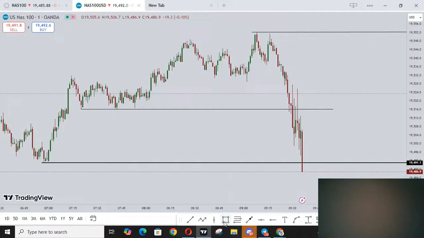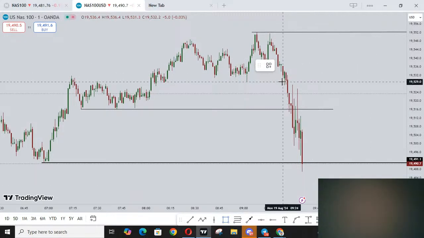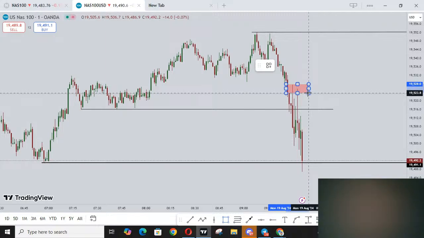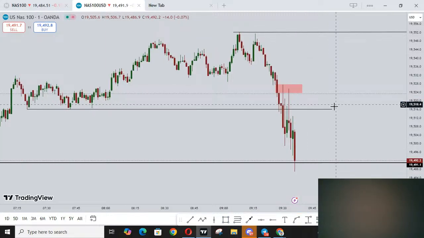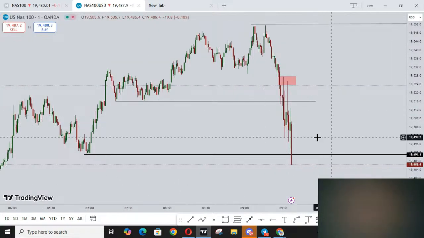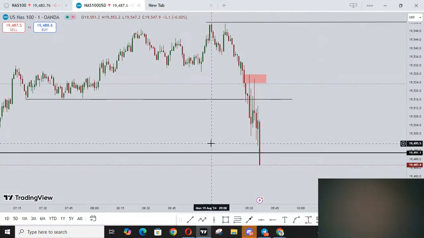So this fair value gap that we see here is really not our entry as per the model. If you are trading another model, definitely this might be your entry. But based on the model I'm trading, I'm still looking for the setup, the setup has not happened yet.